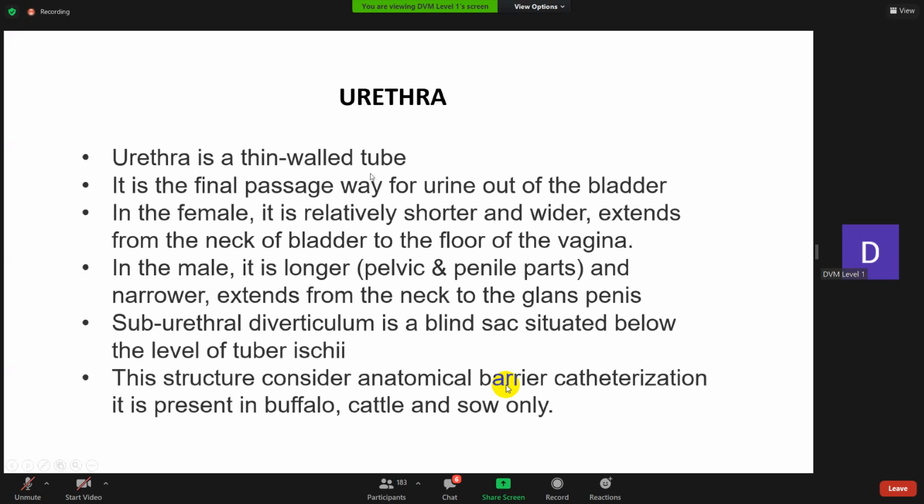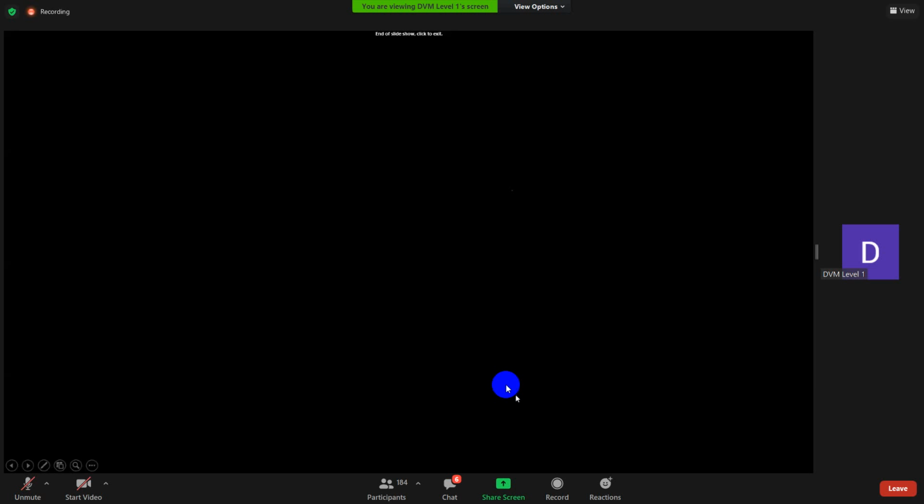And the urethra is a thin-walled tube. It is the final passage, and in the female it is shorter and wider, from the neck of the bladder to the floor of the vagina, and in the male it is longer and narrower. It has two parts, pelvic and penile parts. The penile part is also known as the extra pelvic part, which is within the penis. That's why it is called the penile part. Suburethral diverticulum I have already discussed, and that's all for today.